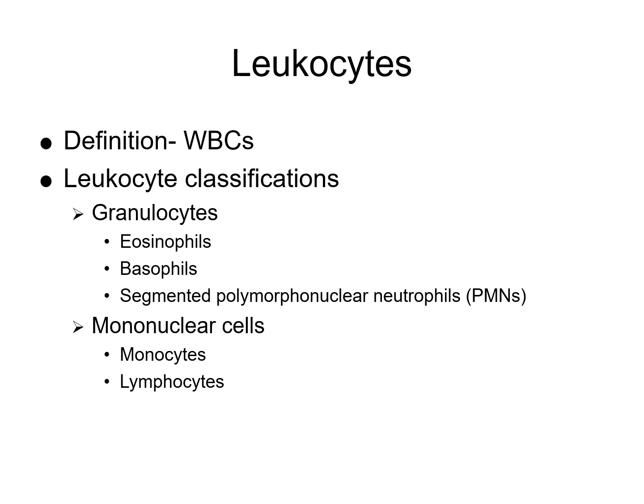And then we have lymphocytes. These are smaller cells with a large round nucleus and a thin rim of cytoplasm. They are central to adaptive immunity and include T cells, B cells, and natural killer or NK cells.